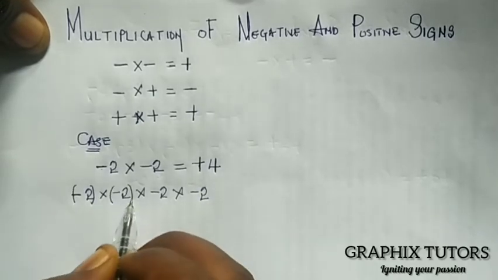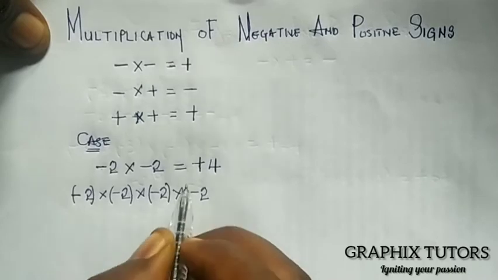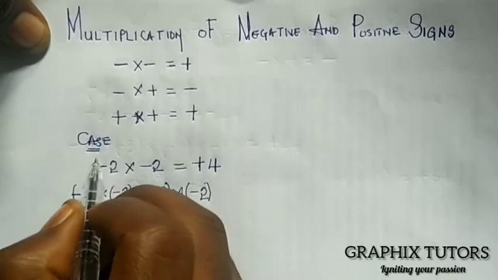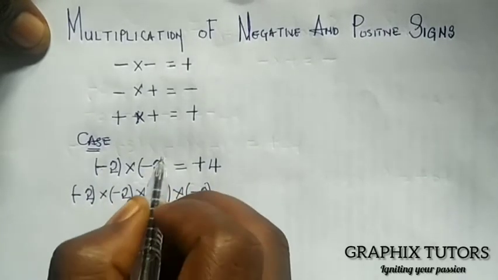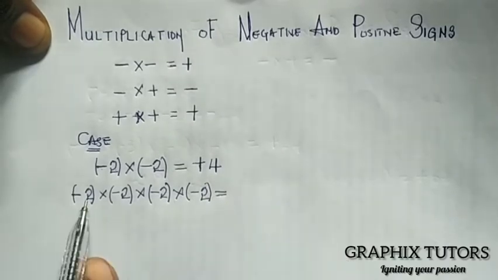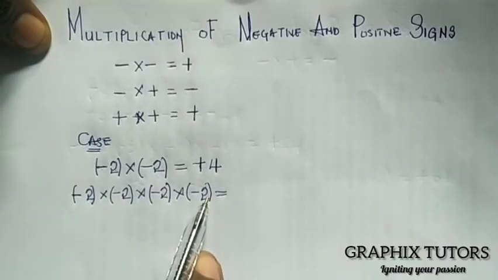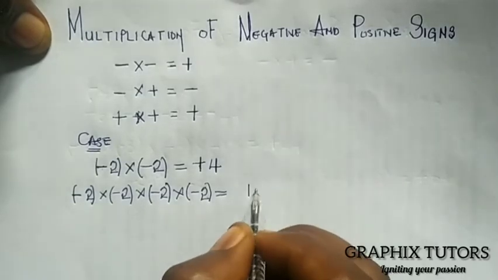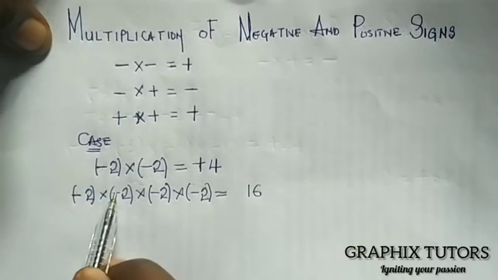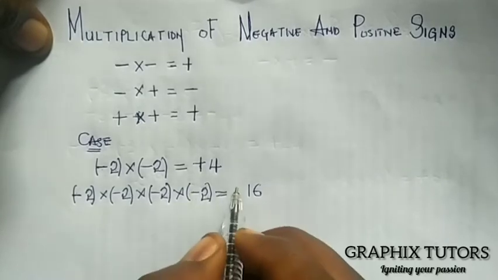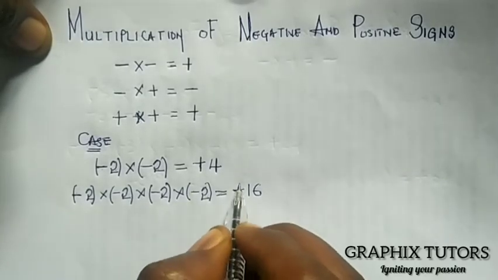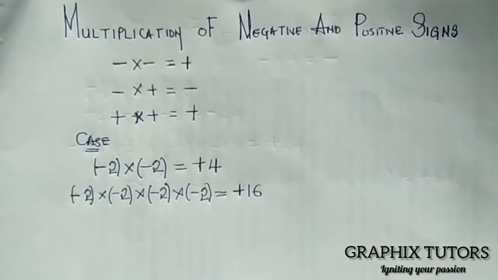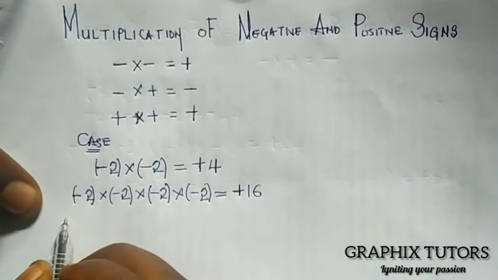this into a bracket. It is going to give us 2 times 2 times 2 times 2. That will give us 16. Right? Then minus times minus times minus times minus gives us what? Plus. Now you're wondering, how come? Let's take another illustration again.